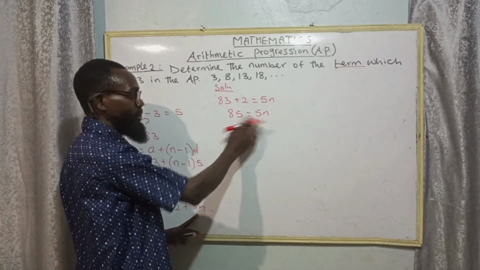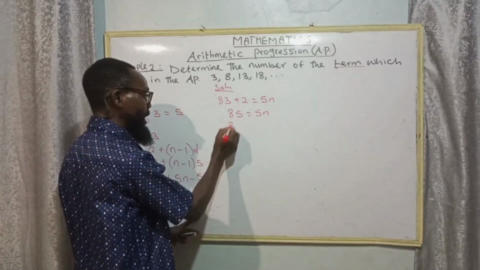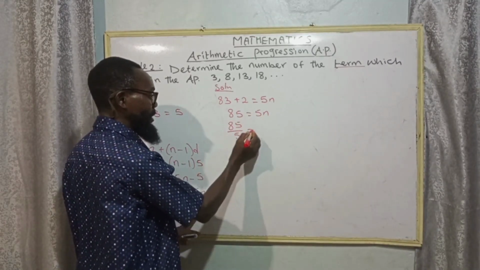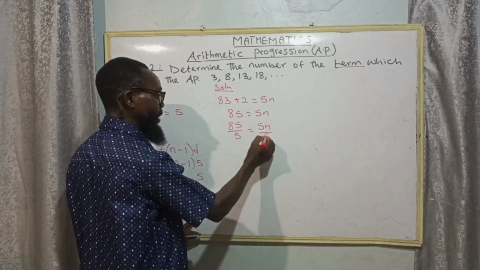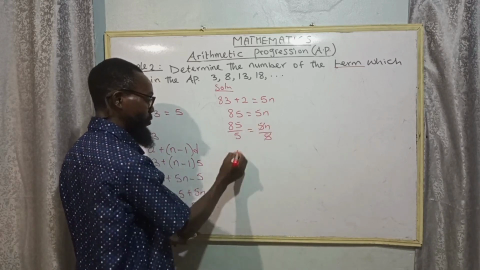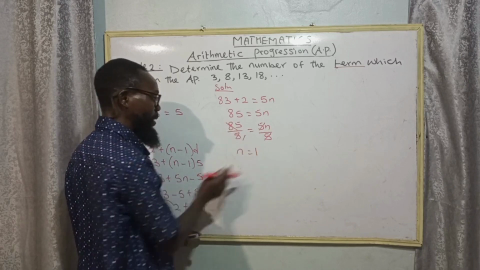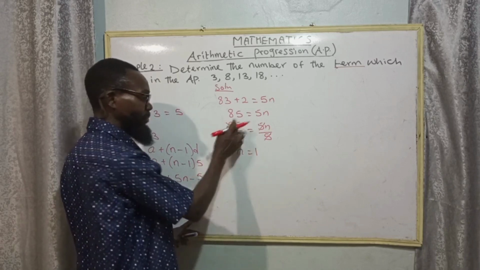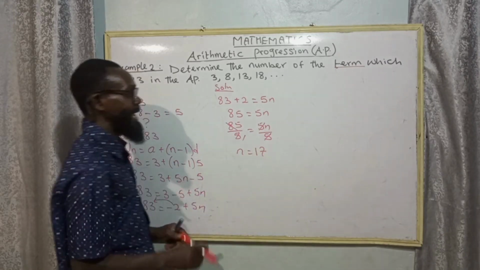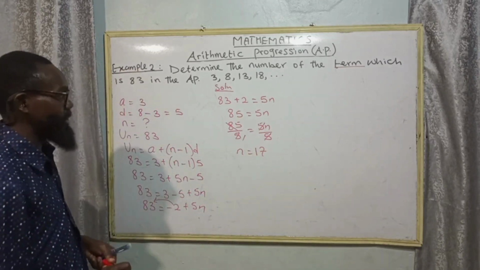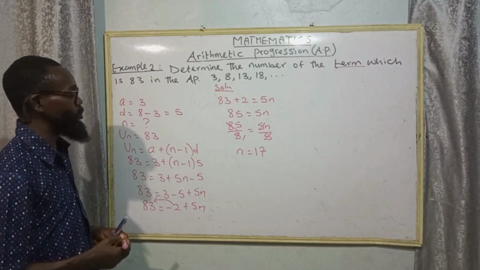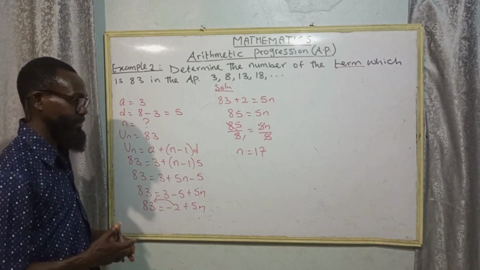To get my n, I have to divide both sides by this 5. 85 divided by 5 equals 5n divided by 5. 5 goes into 5, so my n equals... 5 in 8, I have 1, remainder 3. 5 in 35, I have 7. So n equals 17. So the number of terms is going to be equal to 17.